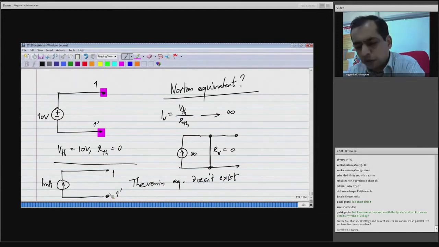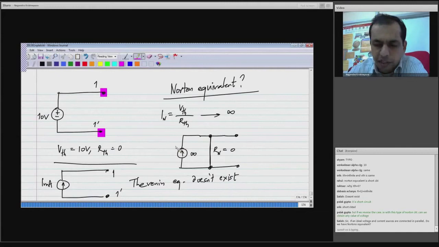Now there are a couple of questions. First of all, if we reverse the case, we can get any voltage. That is exactly the point here. It is indeterminate. So when you have infinities here, it's indeterminate.